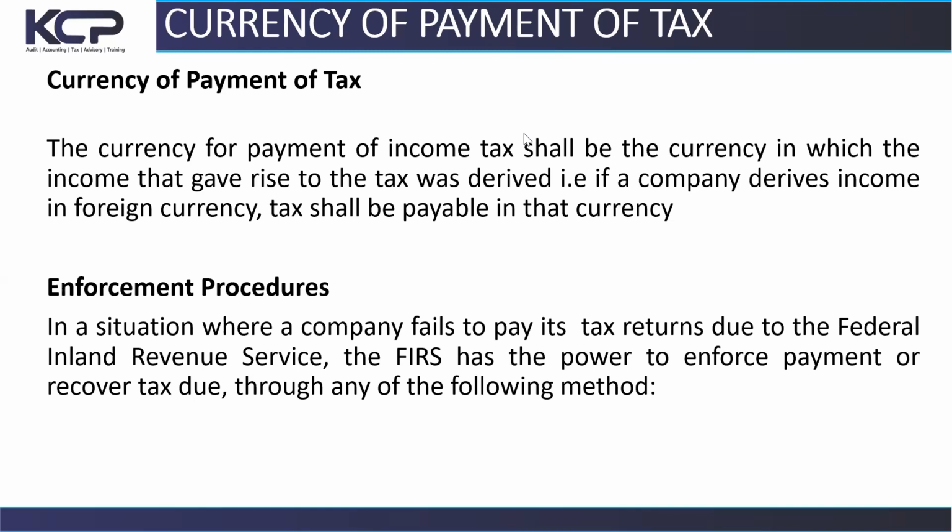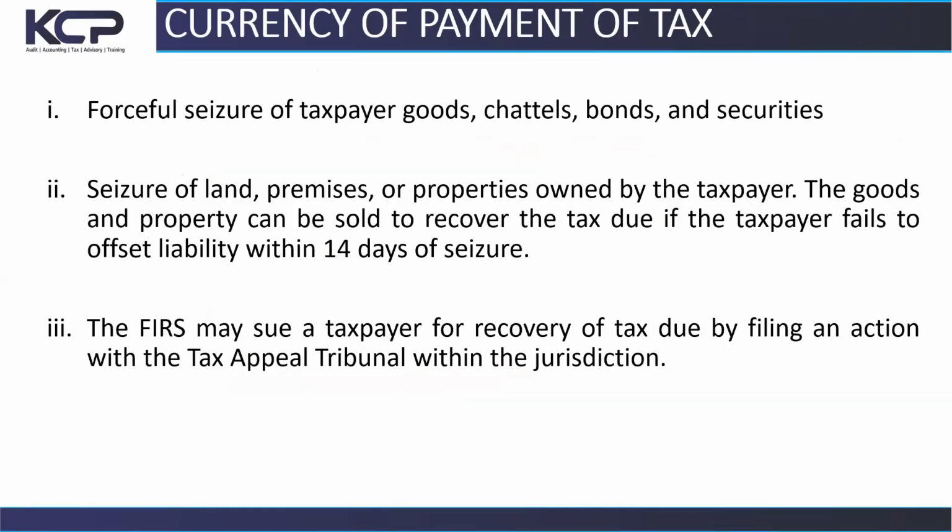Enforcement procedures. In a situation where a company fails to pay its tax due to the Federal Inland Revenue Service, the FIRS has the power to enforce payments or recover tax due through any of the following methods. 1, forceful seizure of the taxpayer's goods, chattels, bonds, or security. 2, seizure of land, premises, or properties owned by the taxpayer. The goods or property can be sold to recover the tax due if the taxpayer fails to offset his liability within 14 days of seizure.